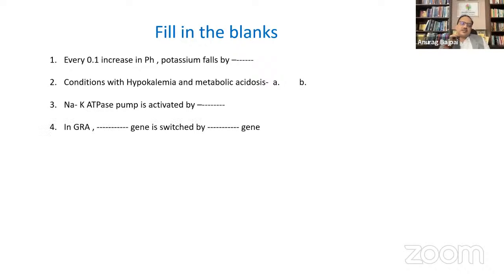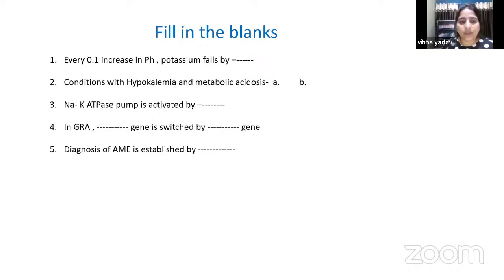In GRA, that is glucocorticoid remediable aldosteronism, the gene is switched. Dr. Manoj talked a lot about this very interesting condition. You have hypertension, which is autosomal dominant, and the production of aldosterone is regulated by ACTH and not by renin. This is a switch of CYP11B1 with CYP11B2. So this is an important condition to look at. Next.